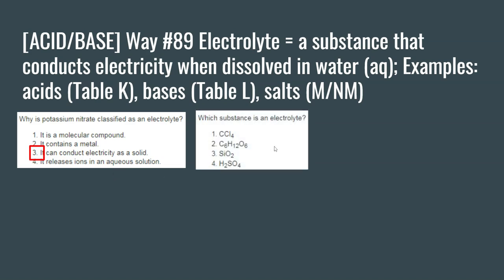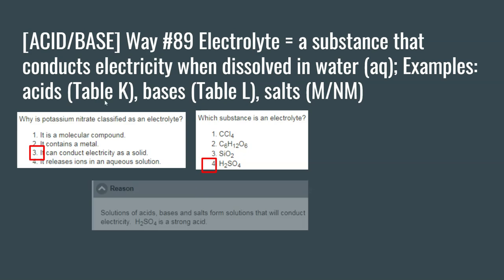Which substance is an example of an electrolyte? Remember, examples of electrolytes include acids, bases, and ionic salts. So both of these consist of two or more nonmetals. 1 and 2 consist of two or more nonmetals. The only one that functions as an electrolyte is the acid featured in choice 4. So sulfuric acid is an example of an electrolyte because it's featured on Table K.